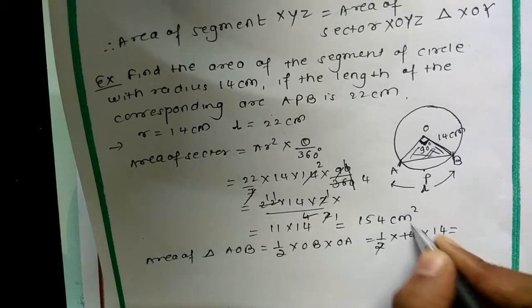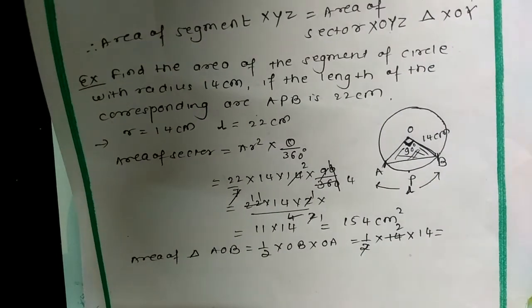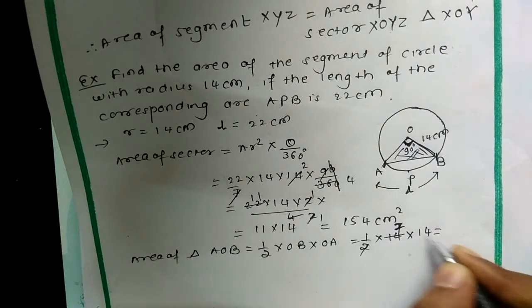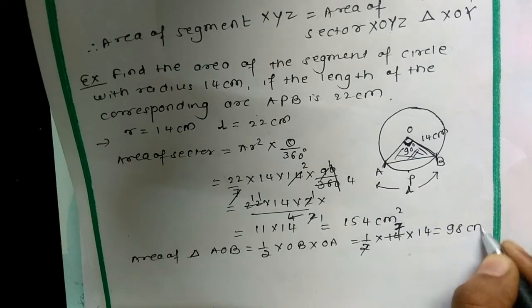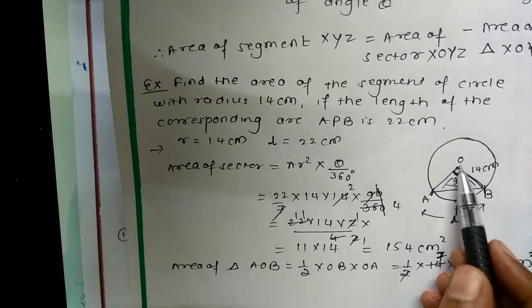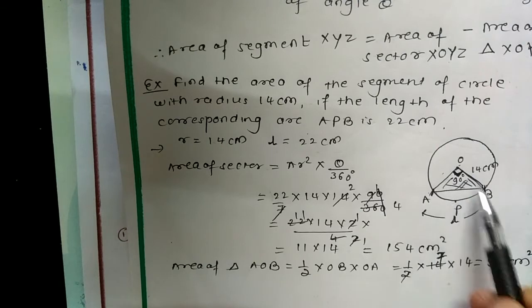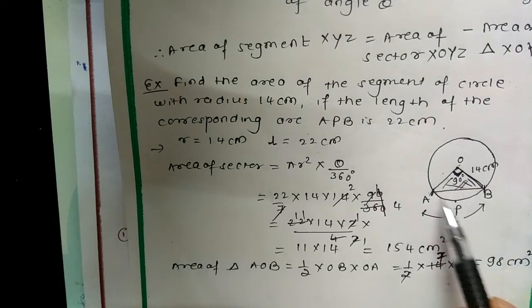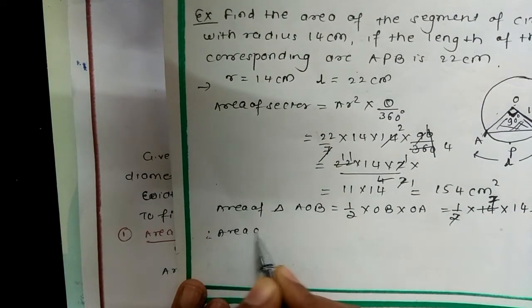So that is half into OB is 14, OA is 14. So 2 1s are, 2 2s are. So you'll get 2 7s are, 2 1s are, 2 7s are. So 7 into 14 is 98. The area we are measuring here is in centimeter square. Now you have the area of sector OAPB and the area of AOB. From the sector area, subtract the area of the triangle, and you will get the area of the segment APB.